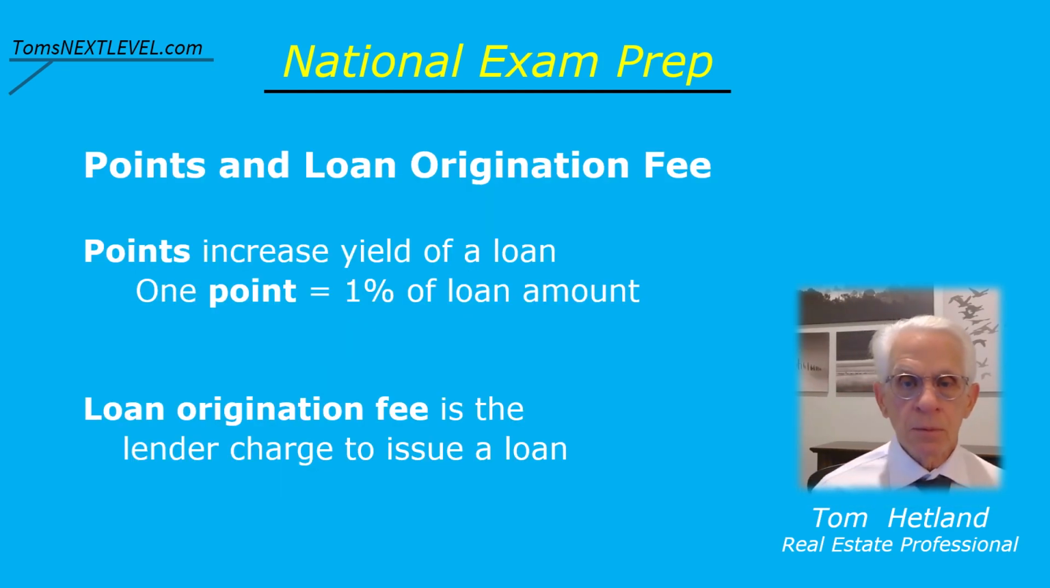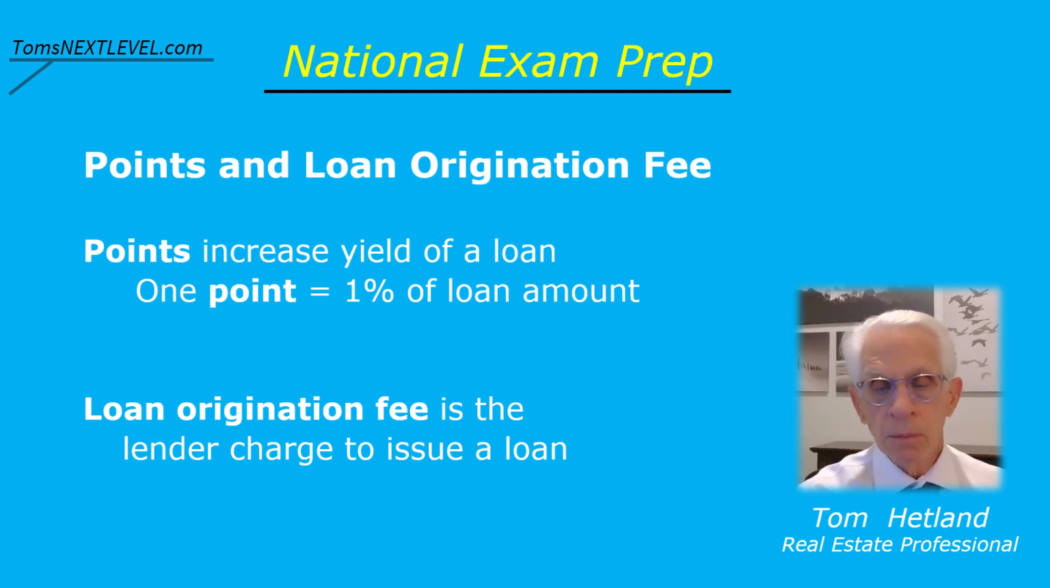We're going to start with some basic terminology about financing that will show up on the test. They're just going to want to make sure you know the basics. Points and loan origination fee. Points are charged by a lender to increase their yield on a loan. The value of 1 point is one thing you'll be asked to compute somewhere along the way on the test. So 1 point equals 1% of the loan amount.